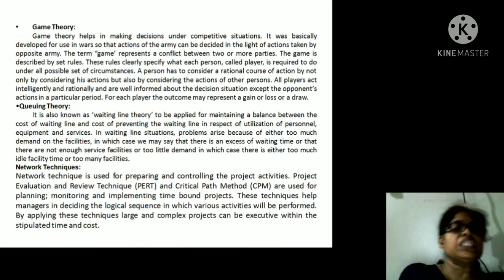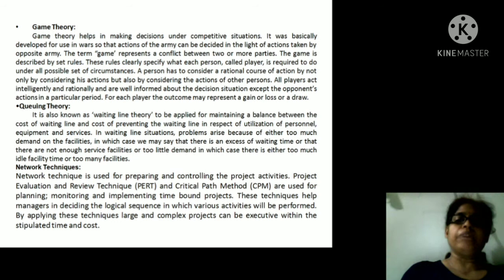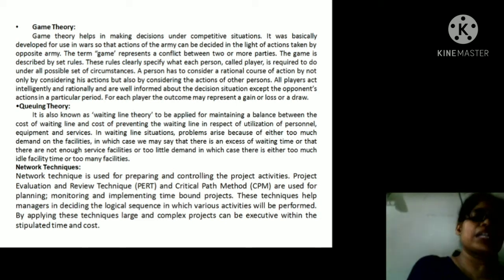It was basically developed for use in wars so that the action of an army can be decided in the light of actions taken by the opposite army. So the term game represents a conflict between two or more parties. In a cricket game, it is bowler and batsman, two parties involved. The game is described by a set of rules. These rules clearly specify what each person, called a player, is required to do under all possible circumstances.